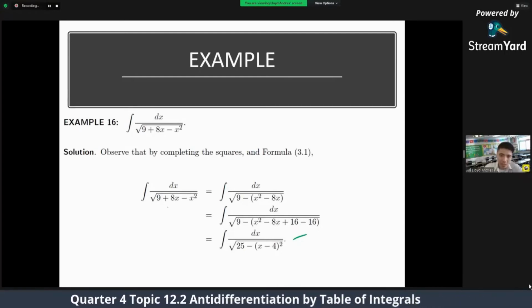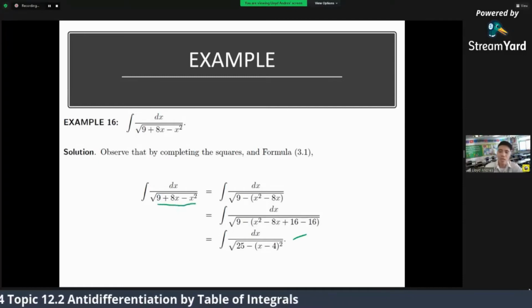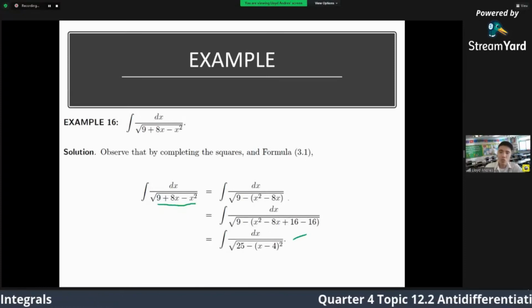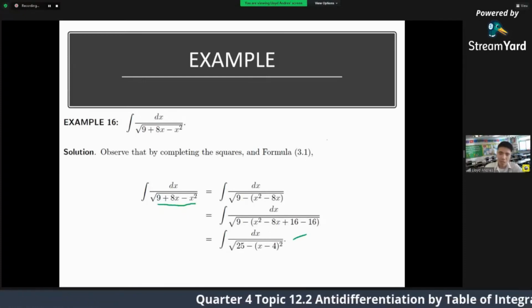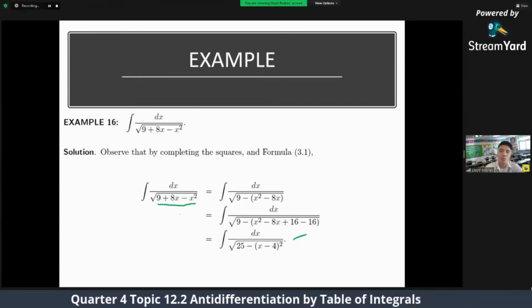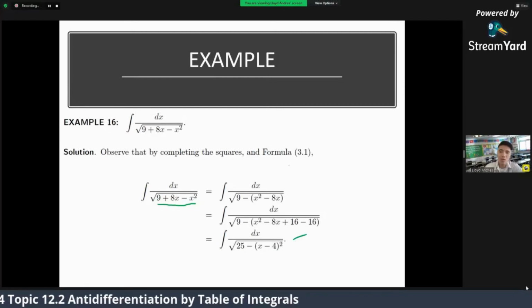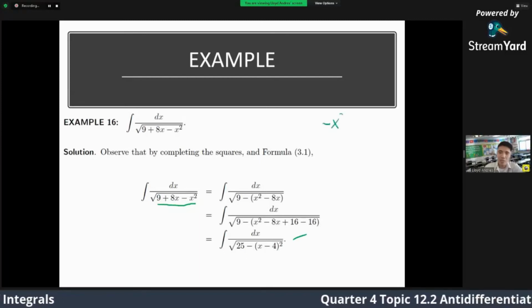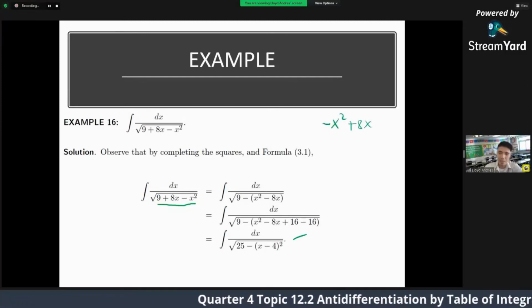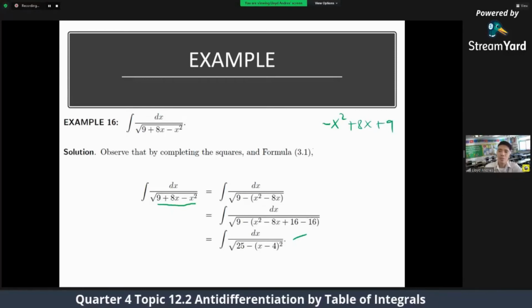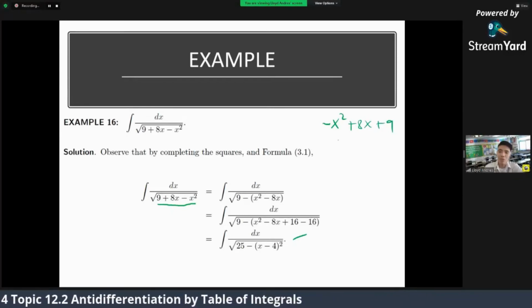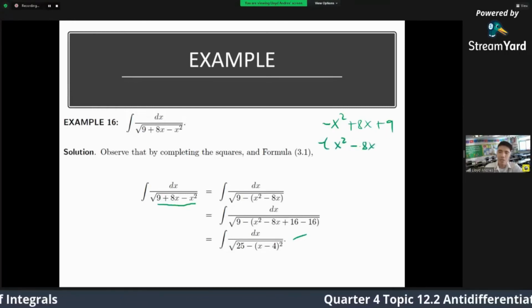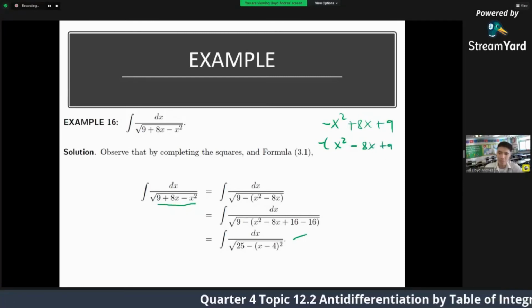Let's focus here. Okay, what we will do to complete the square, we can actually call it completing the square. First, we take negative x squared plus 8x plus 9. To make it simpler, we factor out negative x, so x squared becomes positive, 8x becomes negative, and plus 9 becomes negative 9.